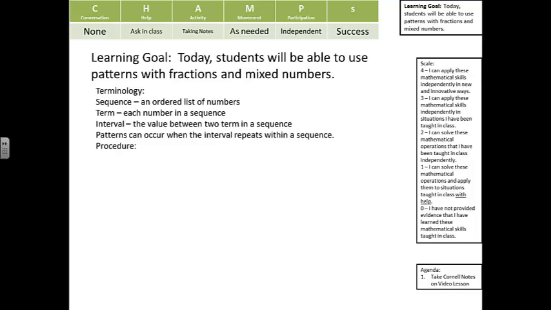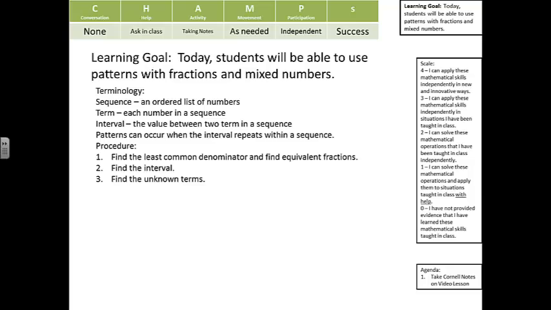So we're going to review the procedure again. This time it's a little bit different because we have fractions. The first step is definitely different. What we're going to do is find the least common denominator, and find equivalent fractions for each of the fractions that's in our sequence. After we do that, we're going to find the interval, or the space in between each of the terms. And then if we are required to, as part of the problem, we're going to find the unknown terms.